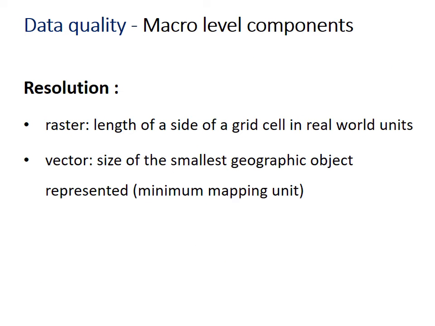And then the next macro level component that we look at as a whole is the resolution. If your map is a raster map, then we need to consider the grid sizes that will represent the real world units. The grid size should be able to capture the smallest unit that you are looking at for your analysis. If the grid is not able to capture the smallest object that you intend for your analysis, then you have a quality problem. Similarly, in a vector map, the size of the smallest geographic object represented and the minimum mapping unit that you have should be able to compensate each other. So that is about the data quality with respect to the resolution.